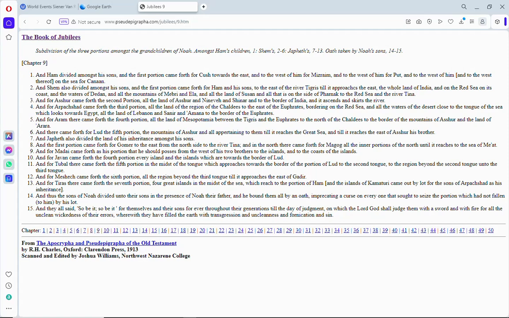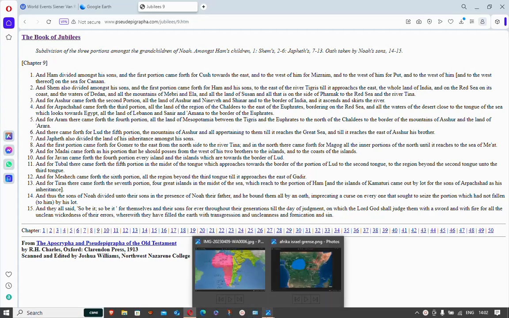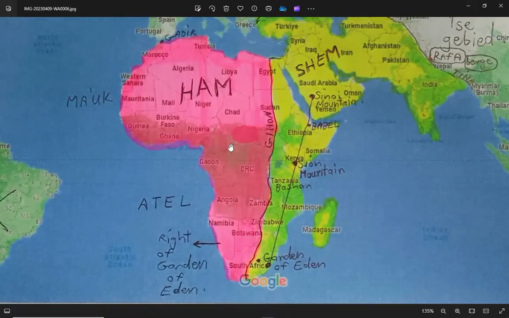So let's start with chapter 9. Chapter 8 is where Noah divided up the territories like this, and I've done a video showing where these points are in Ham's area, so we know exactly what he got. This is what it looked like. Ham got this part of Africa, this side was Shem. Shem also got this part here, and Japheth got Asia and Europe and some islands.